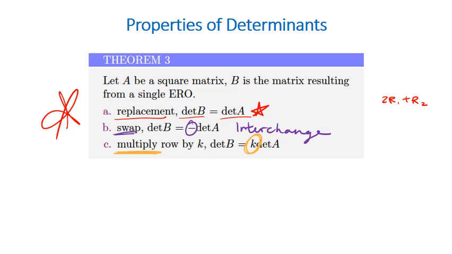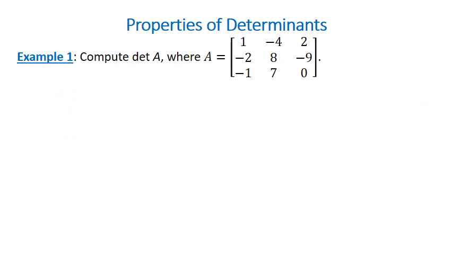Okay, so now we're going to use this theorem and we are going to see an alternative method of finding the determinant, and that's by using row operations. Here is our first example.